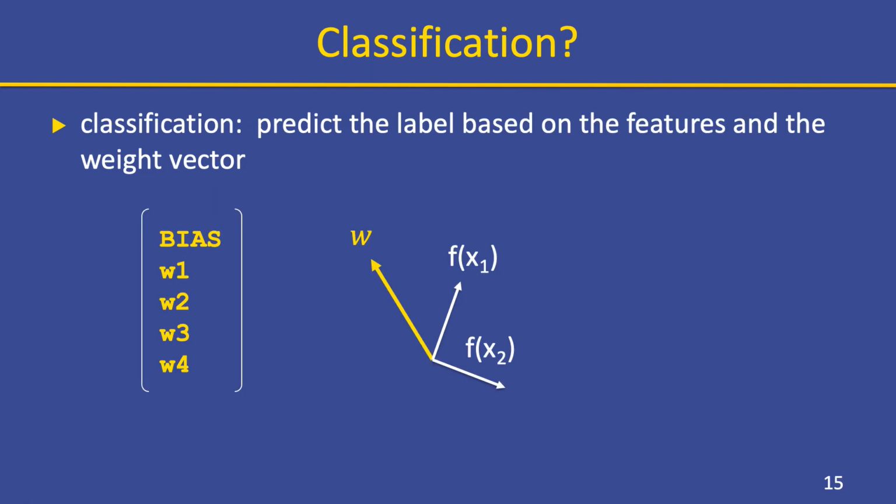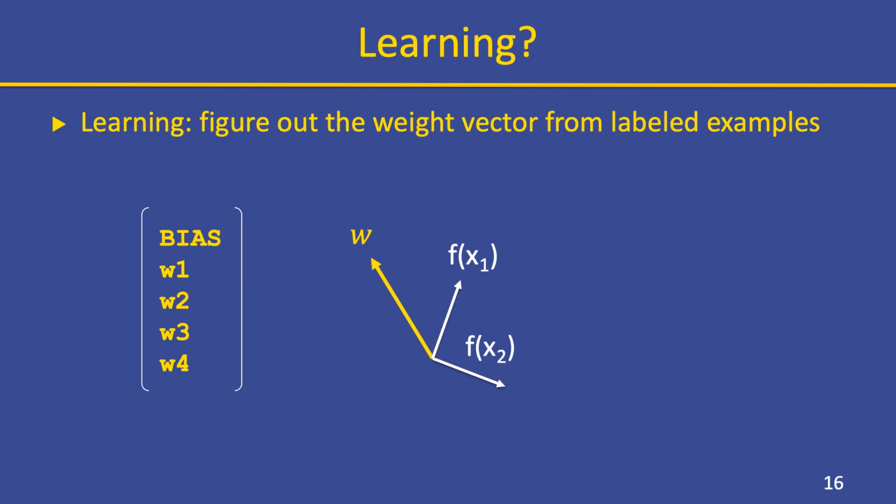There are two perceptron-related tasks involved here. We have a classification task. How do we predict the label based on the features and the weight vector? We have seen how to do that by computing the dot product. And we also have a learning task. How do we learn the weight vector from our training data? Let's see how to do that next.